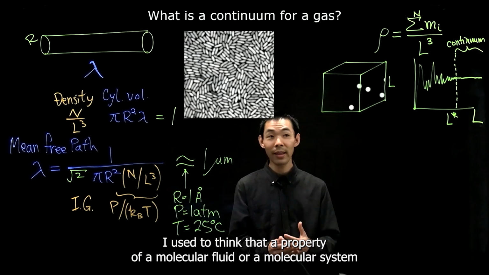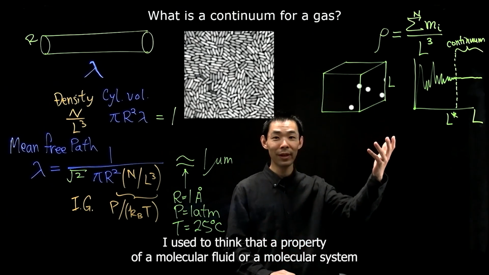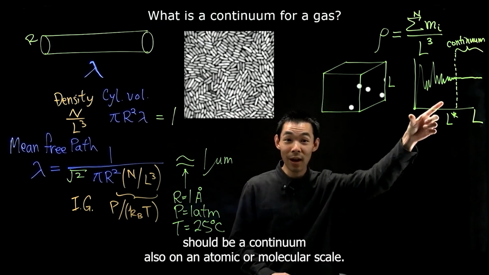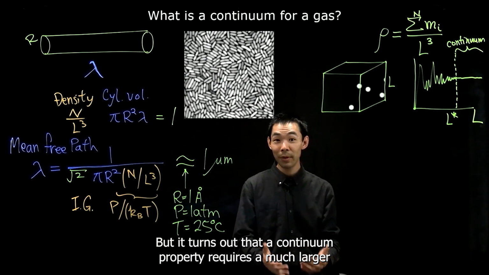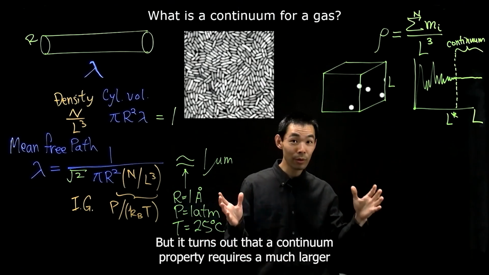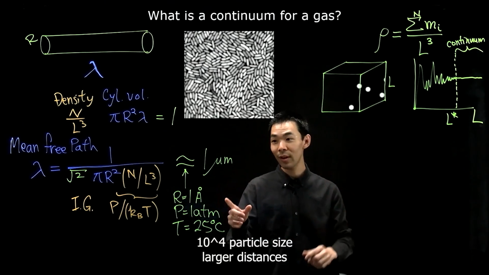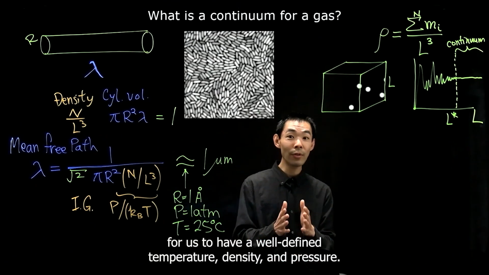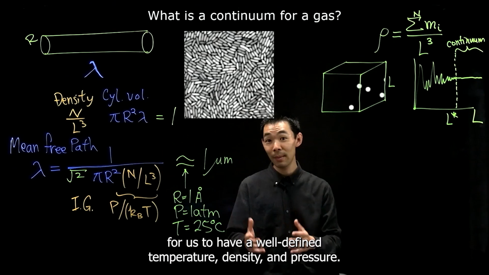And I used to think that a property of a molecular fluid or molecular system should be at continuum also on an atomic or molecular scale. But it turns out that a continuum property requires a much larger, 10 to the 4 particle size, larger distances for us to have a well-defined temperature, density, and pressure.